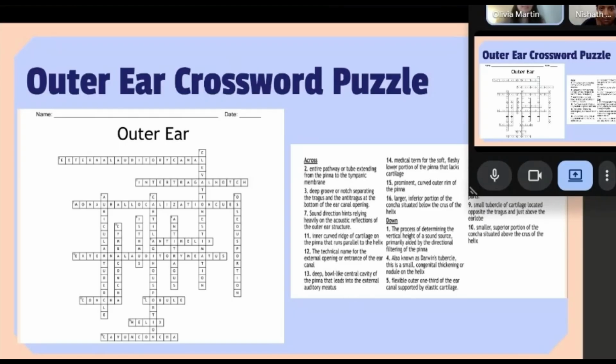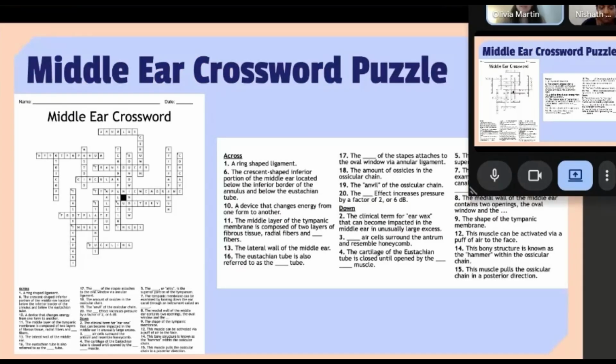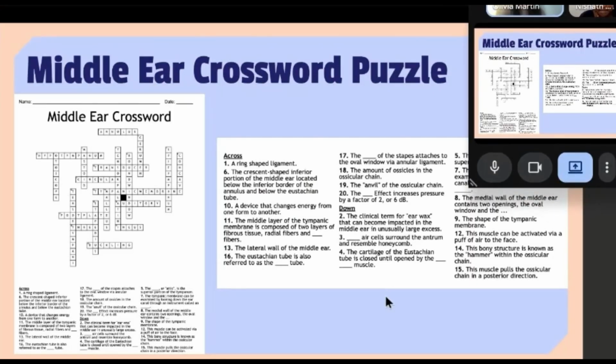Similarly, I made a crossword puzzle, but one about the middle ear content. I talked about important structures like the tympanic membrane and the ossicular chain, important muscles, and how these structures relate to the different functions of the middle ear.